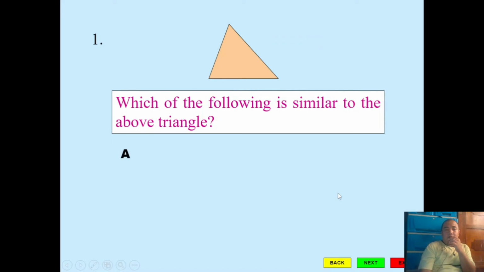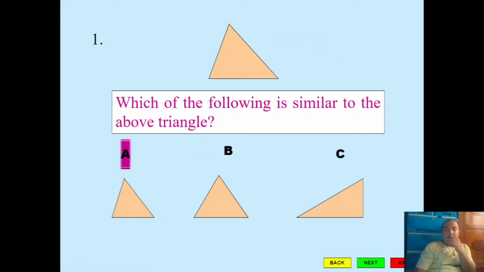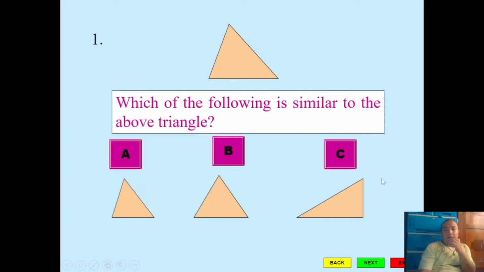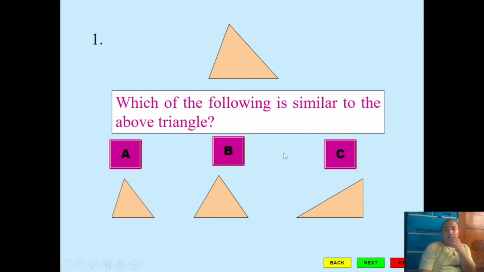Which of the following is similar to the above triangle? A, B, C, or D? Answer is... okay, I think the answer is A. It's just a replica of the bigger acute triangle. I think this is an equiangular and this is a right triangle.